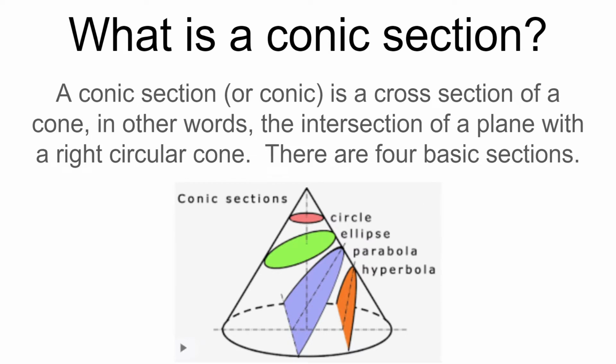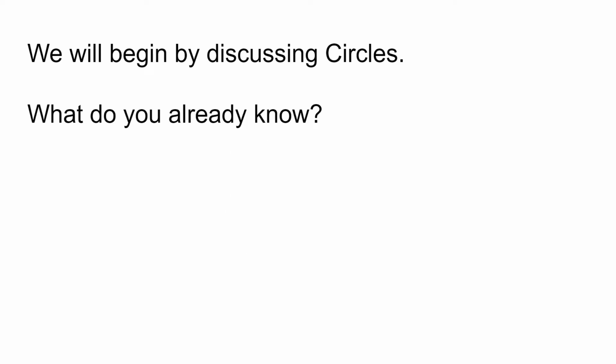If it's a little bit slanted, we get an ellipse. If it's more slanted, it's a parabola. And if it's perpendicular, we get a hyperbola. So the first we're going to talk about is a circle.